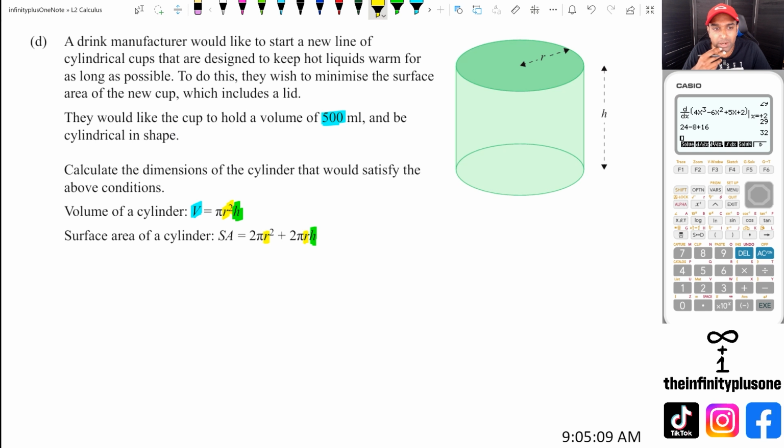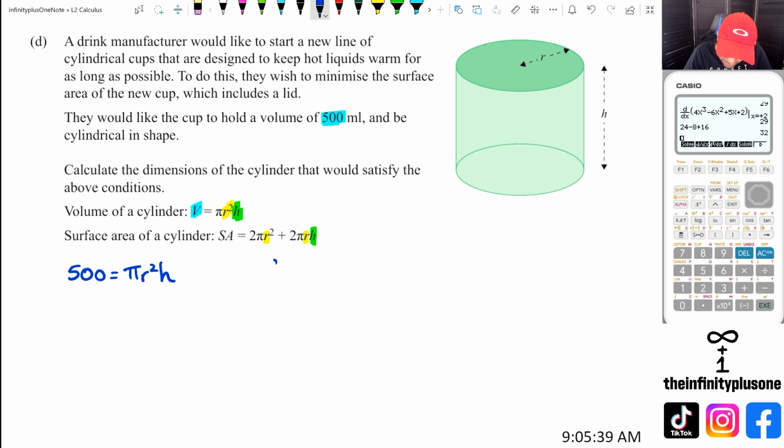Now, here's something that you need to know from the past: 500 mils is the same thing as saying 500 centimeters cubed. And that's just something that you would have done in either level 1 or possibly sometimes in year 10 as well. So based on that, we're going to rewrite the volume equation as 500 equals pi r squared h.